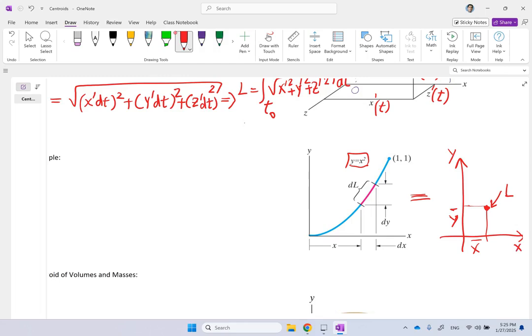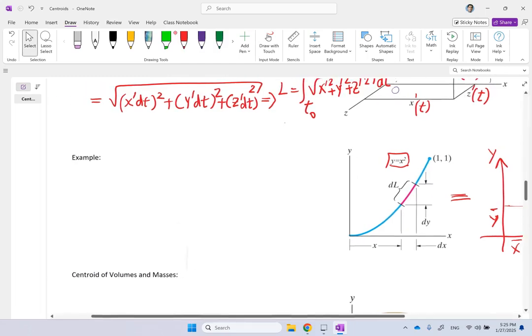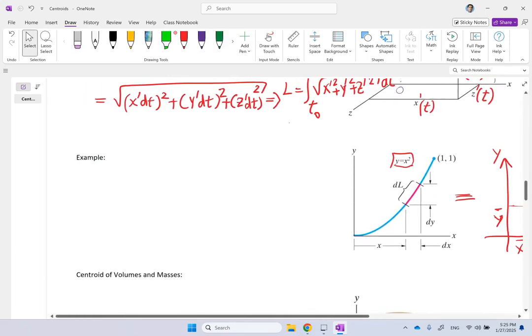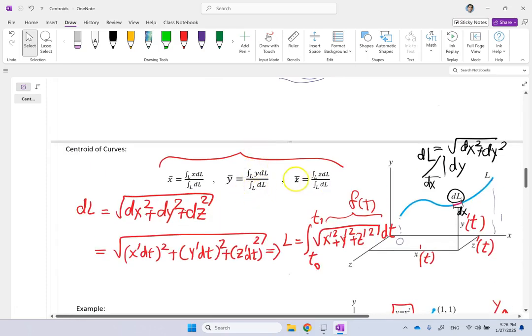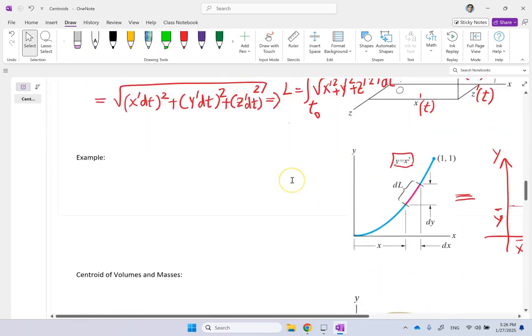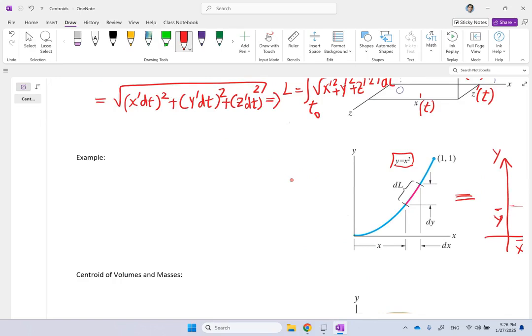Of course, we also need to find the total length of the curve as well, because that's the denominator of these formulas that we just had, right? We need to find it. So let's go ahead and find it first. L, using the formula I just showed you, is the integral of the square root of 1 plus y prime squared dx, and clearly it goes from x of beginning, which is 0, to x of end, which is 1. So it goes from 0 to 1.